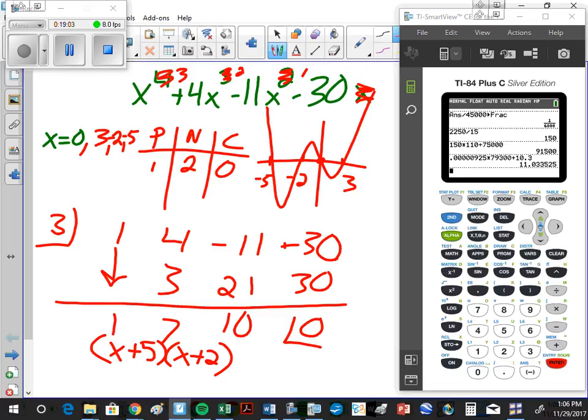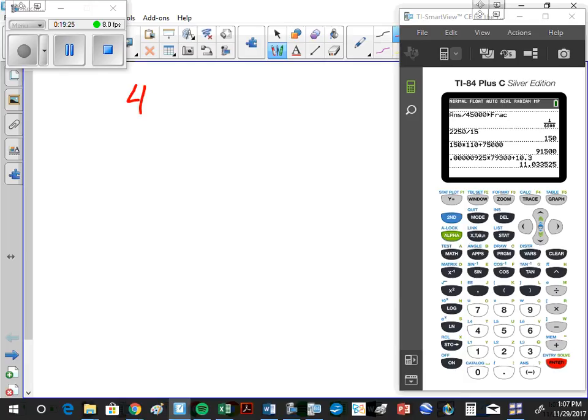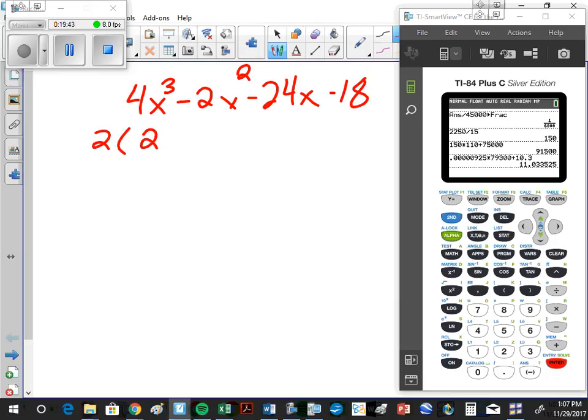Look at 3.8. For number 20, let's do number 20, because I'm not going to make you do that one. So let's do 20 together. 4x to the third minus 2x squared minus 24x minus 18. What should we do to begin with? Take out a 2. And that gives me 2x to the third minus x squared minus 12x minus 9.